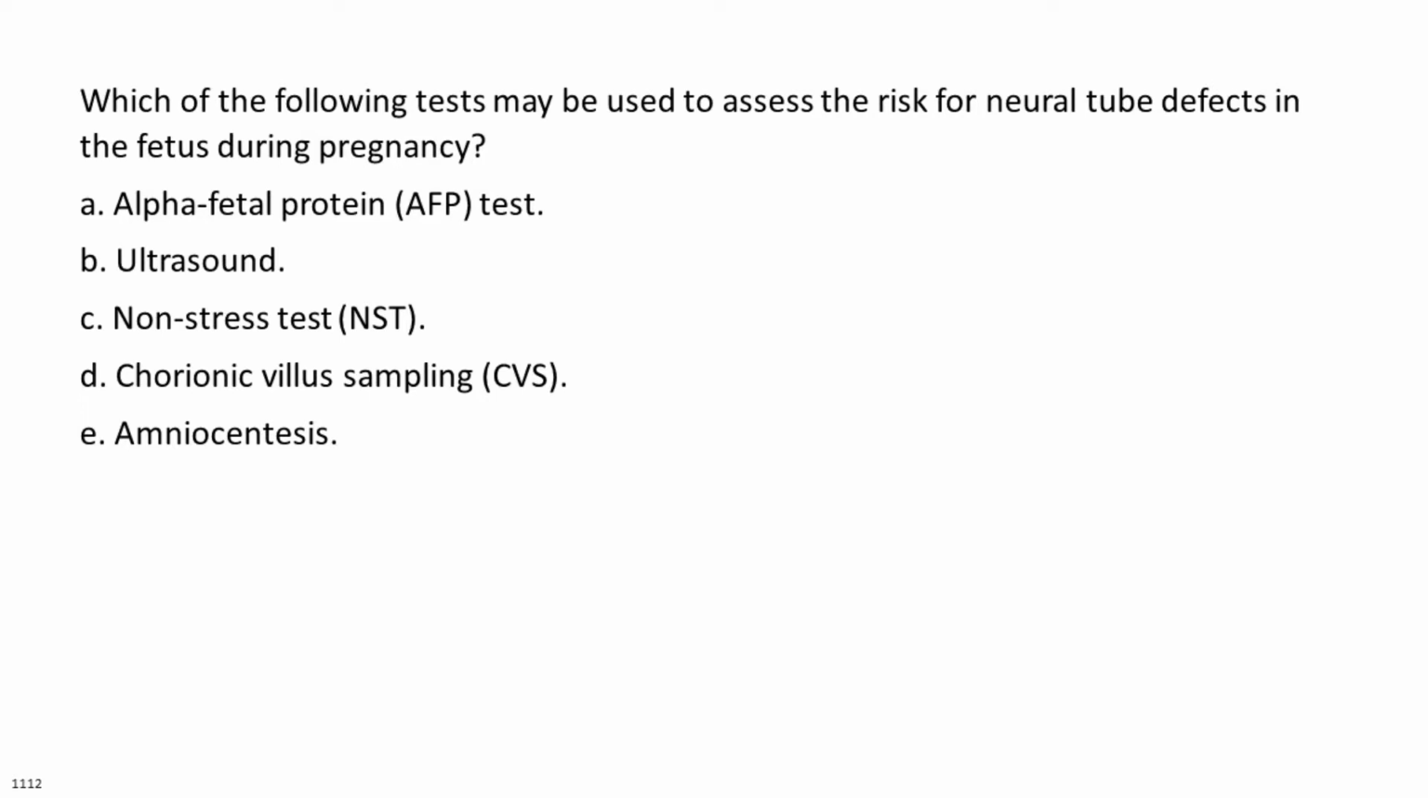Which of the following tests may be used to assess the risk for neural tube defects in the fetus during pregnancy? A. Alpha fetal protein, AFP, test. B. Ultrasound. C. Non-stress test, NST. D. Chorionic villus sampling, CVS. E. Amniocentesis.